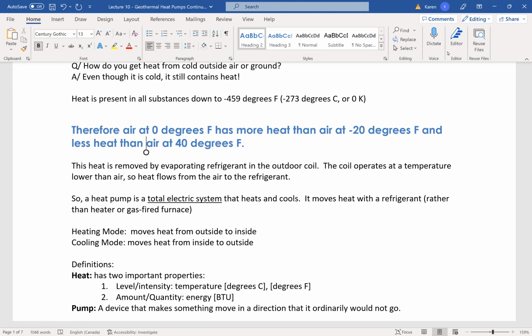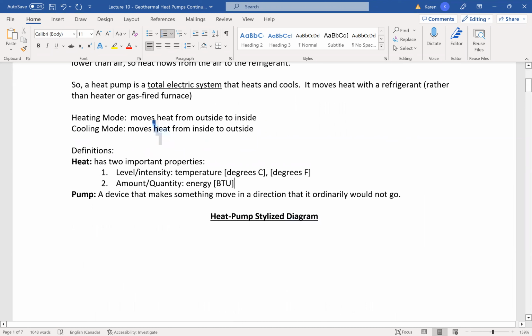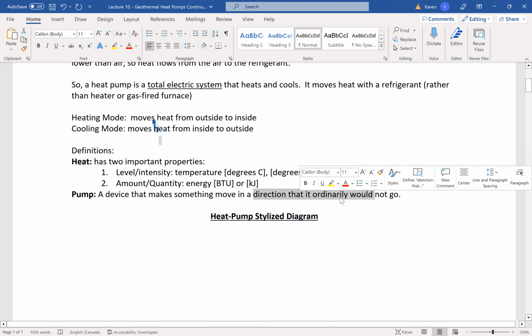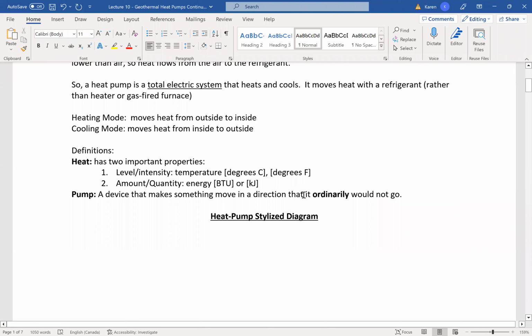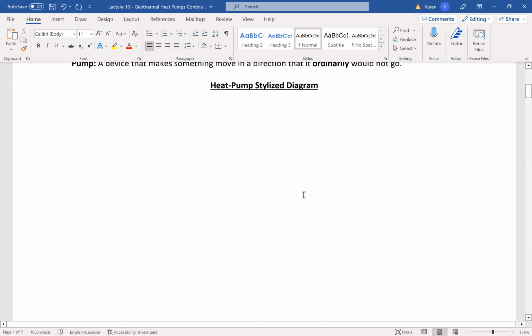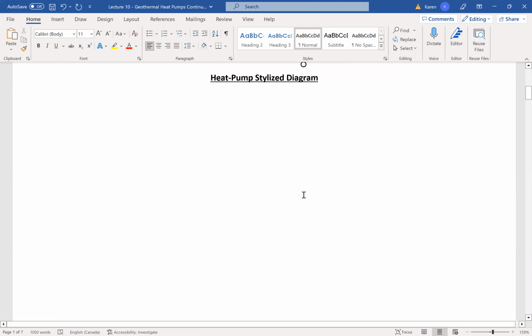All right, so why do we say heat pump? Heat has a level or intensity, and it has an amount of energy in joules or kilojoules and BTUs. And then pump just means it makes something move in the direction it wouldn't ordinarily go. So I'd like you to think about the fact that it's moving in a direction opposite to how thermodynamics would normally make things move.